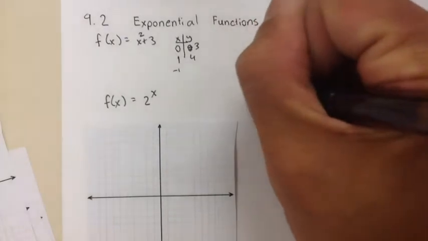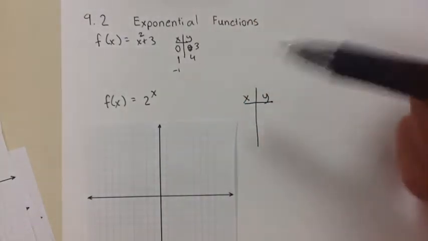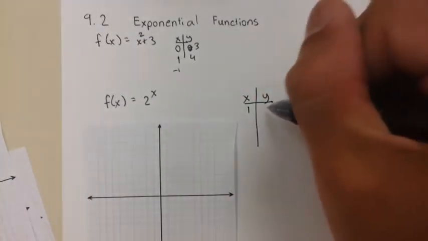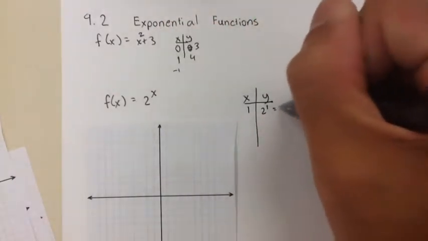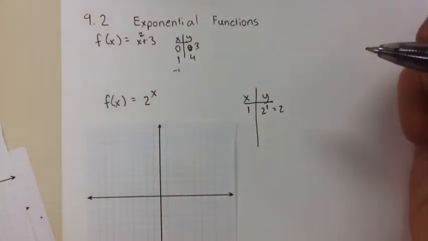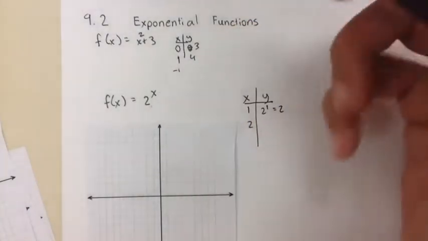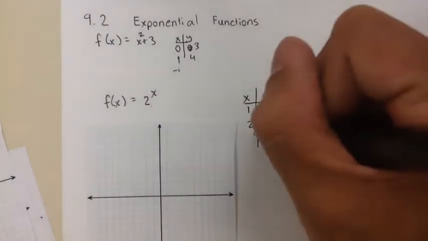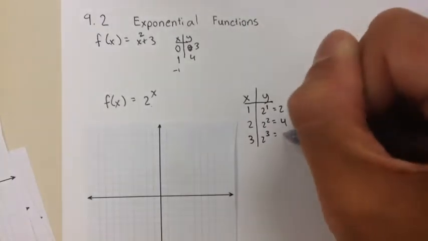Let's graph this. If we make an xy chart, let's say if x is 1, well then y is 2 to the first. It's because we put the 1 in for x, so that means y would be 2. So there's 1 point, 1 comma 2. What if x was 2? Well, that would be 2 squared, so that means 4. If x is 3, then that would be 2 to the third, and that's 8.